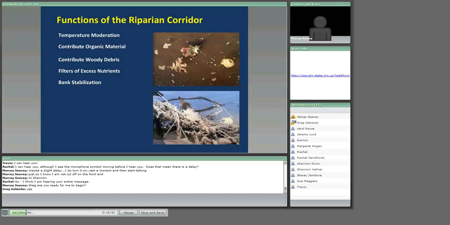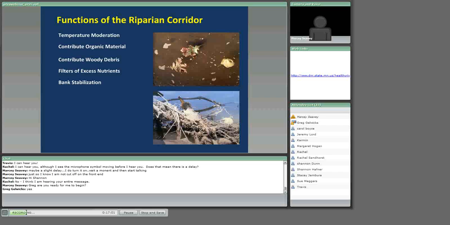And some of their functions are they moderate temperature by shading the stream, they contribute organic matter to the stream, contribute woody debris to the stream, filter excess nutrients and sediment moving to the stream, and they also help with bank stabilization.